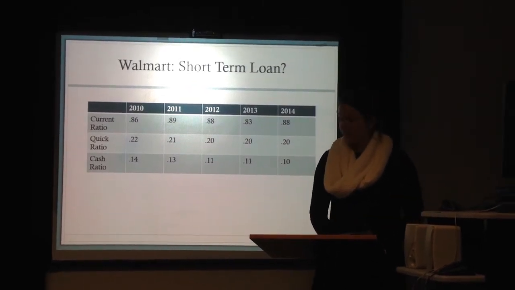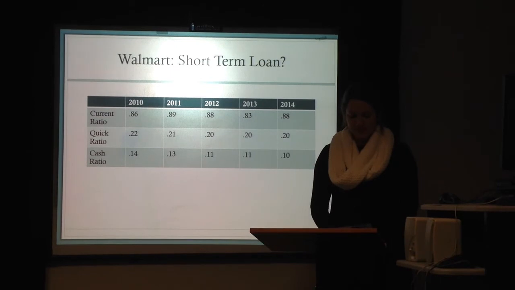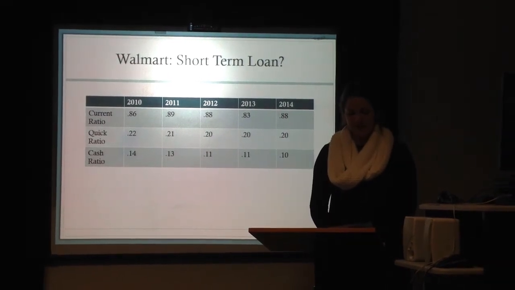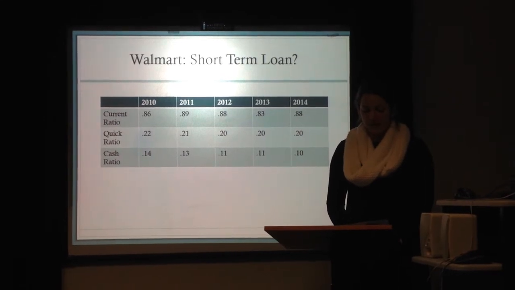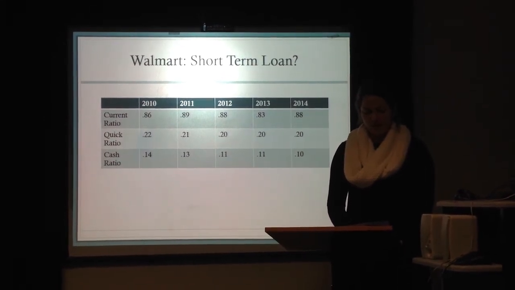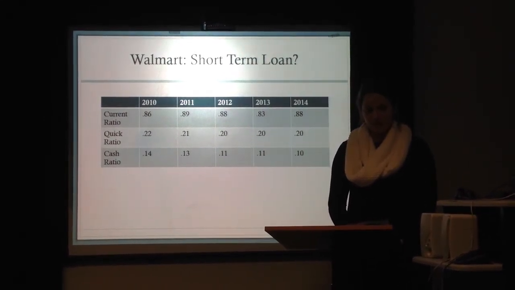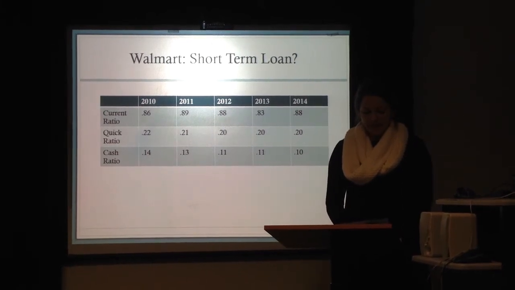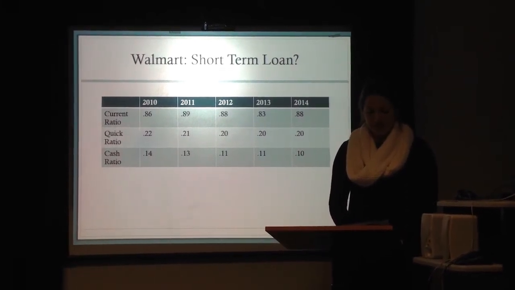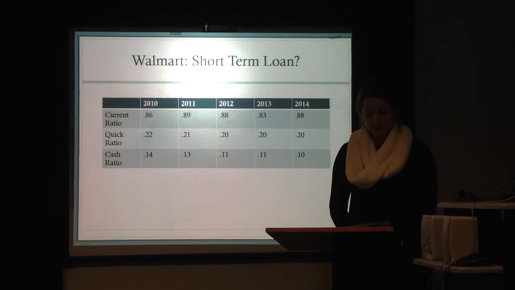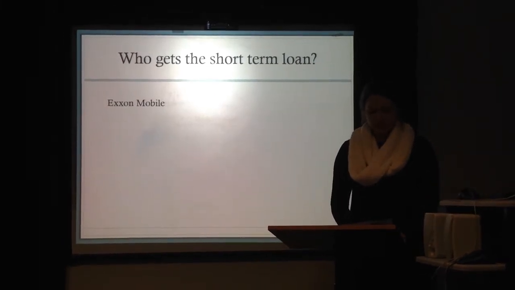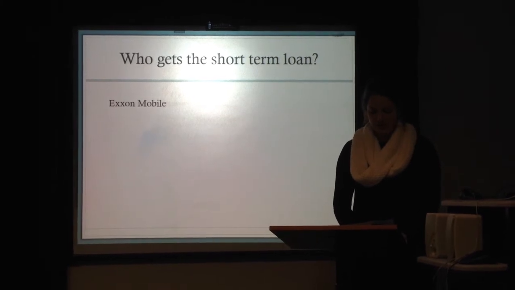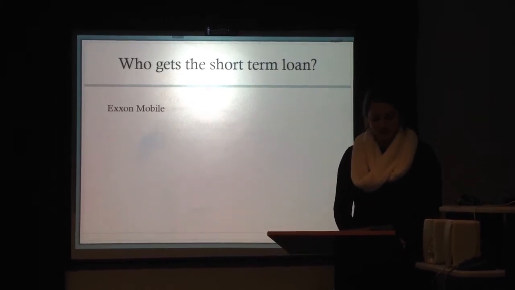Looking at Walmart, we see that, like Campbell, they never have enough current assets to pay their current liabilities. Walmart's ratios are somewhat higher than Campbell, but because none of them are above 1, Walmart could run into difficulty paying off a short-term loan. After looking at the information presented, I decided that if I had to give a short-term loan, it would be to only ExxonMobil, because based on the liquidity ratios, they seem to best be able to pay off their liabilities.